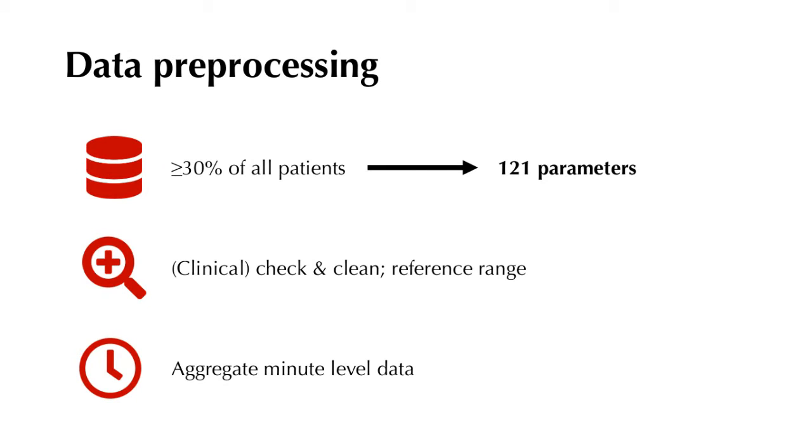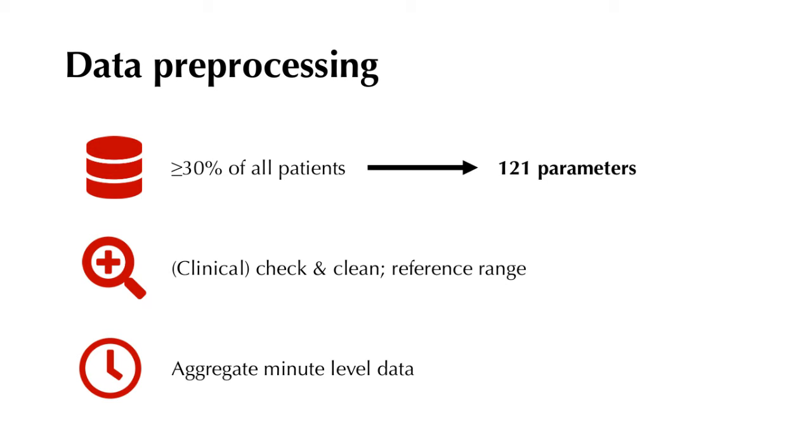So for the pre-processing of the data, what we did is we tried to just include variables or features that were present in at least 30% of all patients, and that already narrowed it down to 121 parameters. We went ahead and, of course, did intensive checks and cleaning of the data, also with a clinical focus, seeing that non-physiologically possible data points were removed or cleaned from the data, which is often an issue with electronic health records. We also introduced new features based on the reference range, for example, for lab parameters, to see whether parameters fall within this range or not.